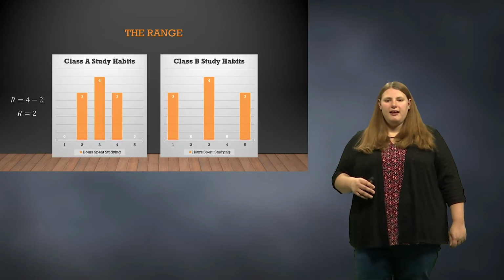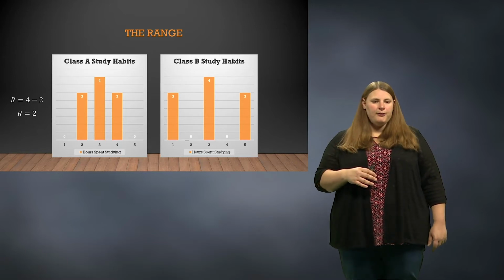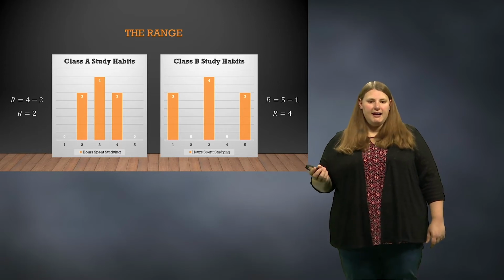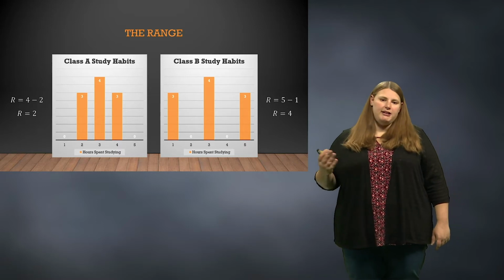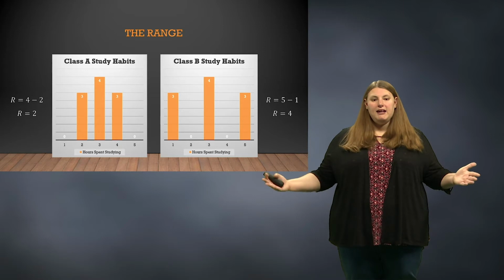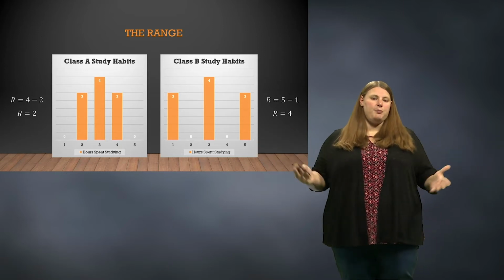So if we look back at our classroom study habits, we see that the highest value in Class A is 4 and the lowest is 2, so our range is 2. Class B's highest value was 5 and the lowest study hours was 1, so our range is 4. By comparing the range values, we can see that Class B is more dispersed than Class A because the highest and the lowest values are more spread out from one another.